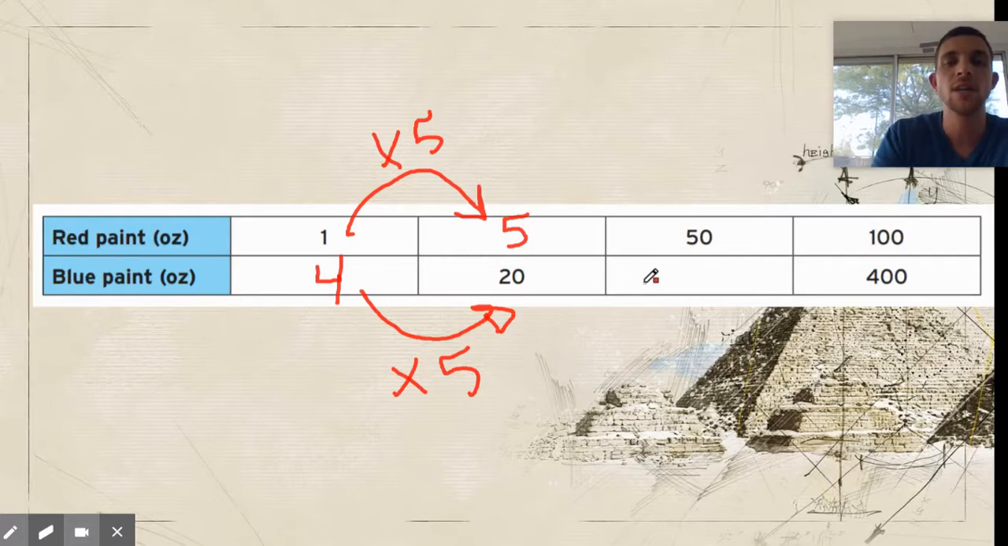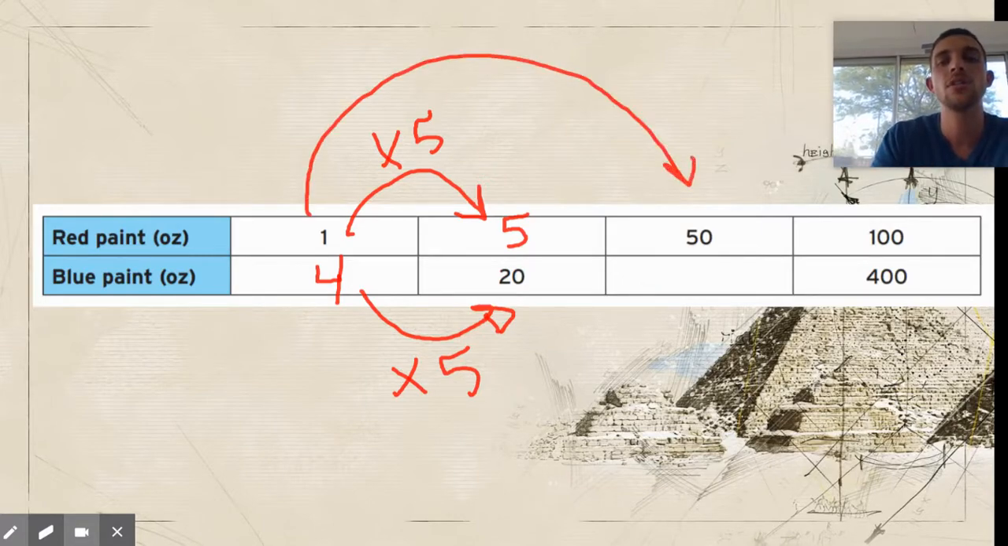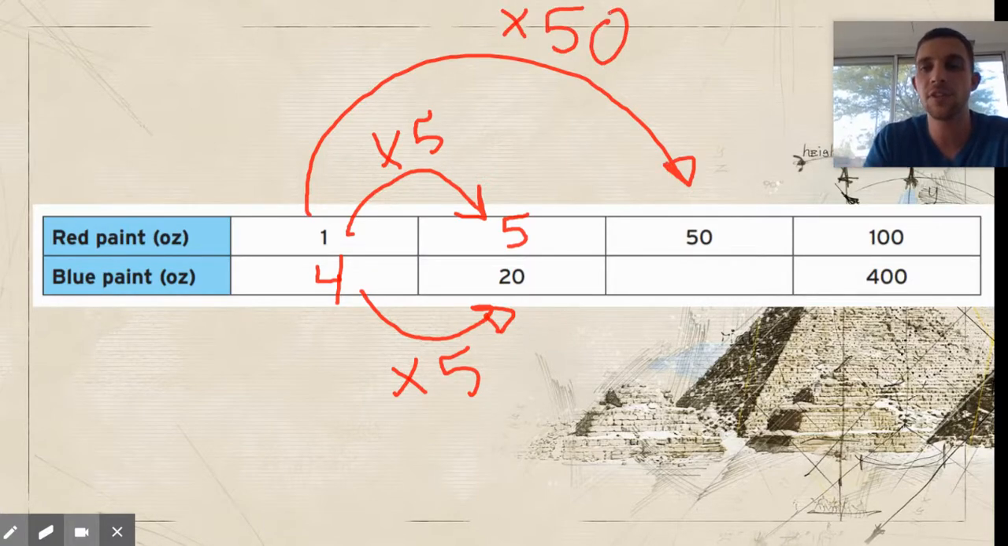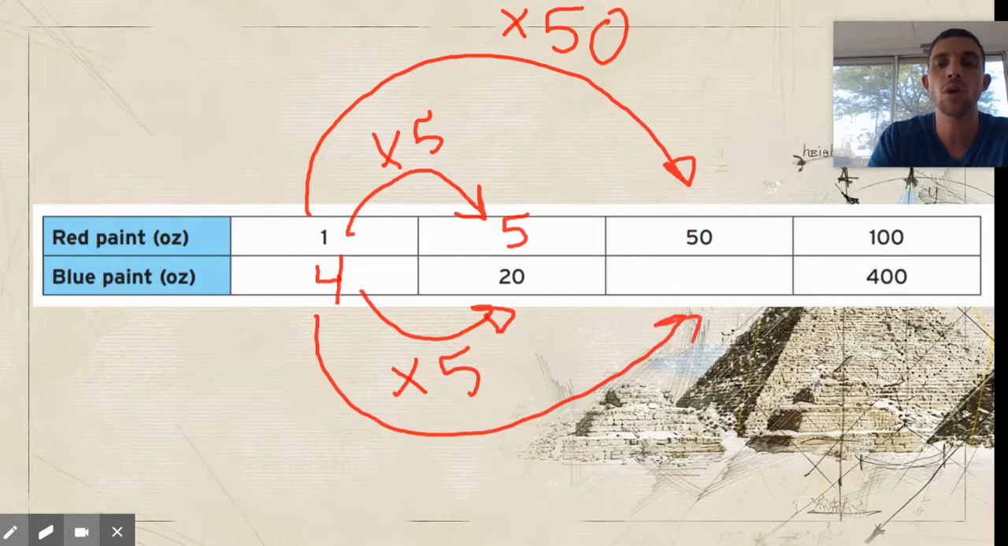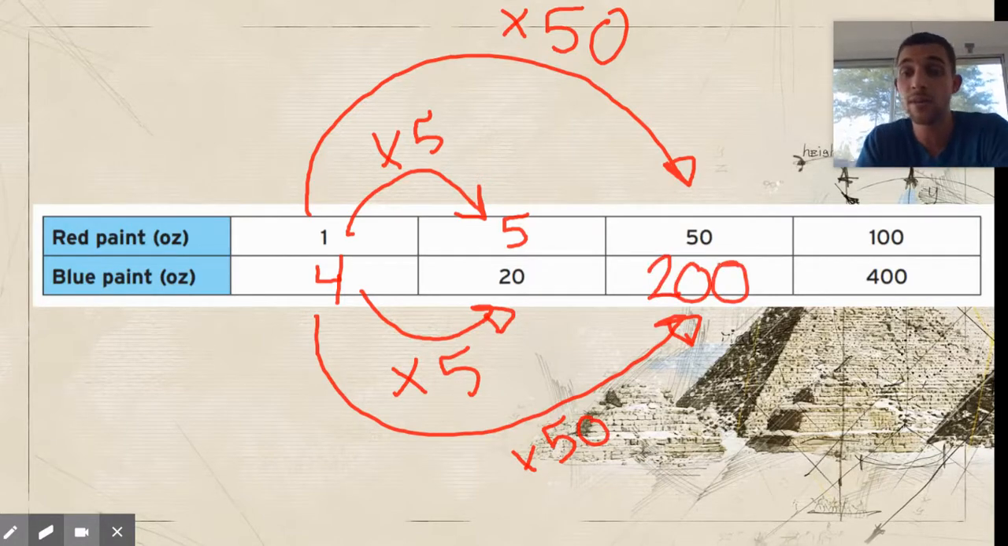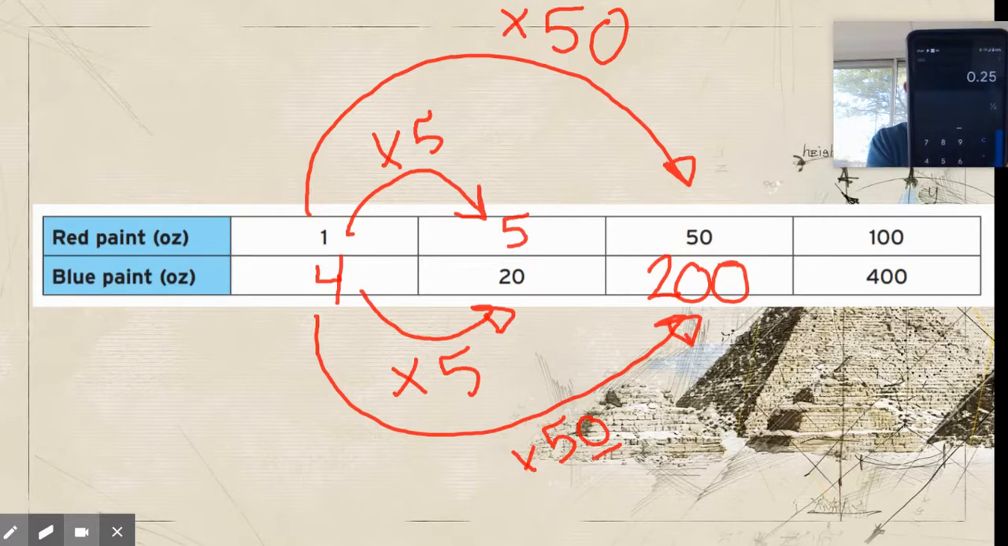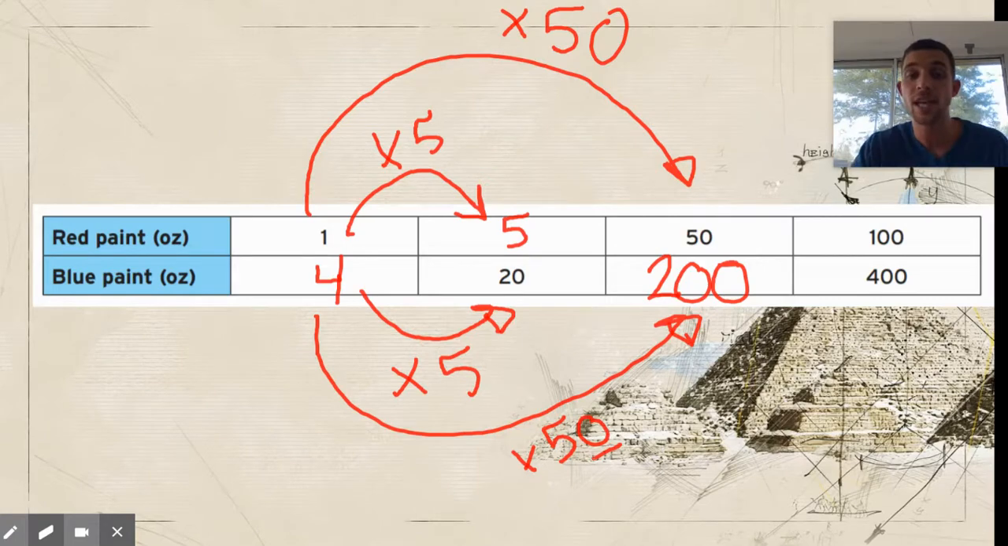The next one, let's go from 1 to 50. Well, 1 times 50 gives 50. So I take 4 times 50, and that's going to give me 200. Because 4 times 5 is 20, and I have an extra 0 on the end. Let's use my division trick to see if it's correct. 50 divided by 200 is equal to 0.25. So I know that I got this correct.